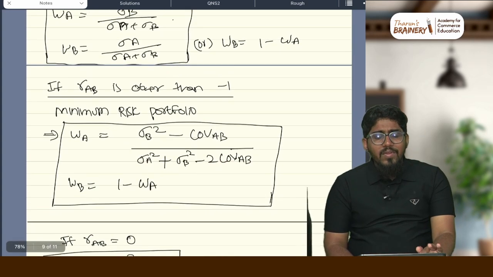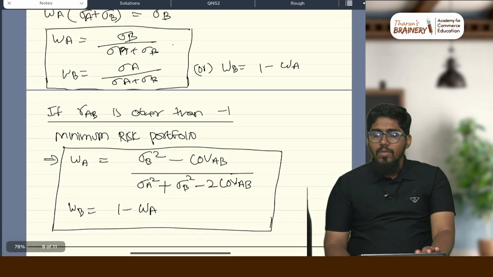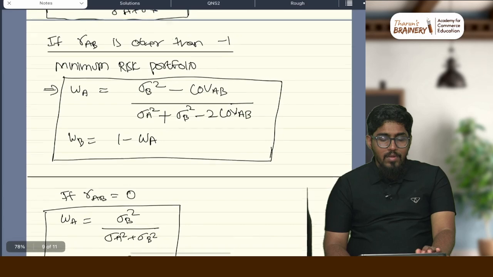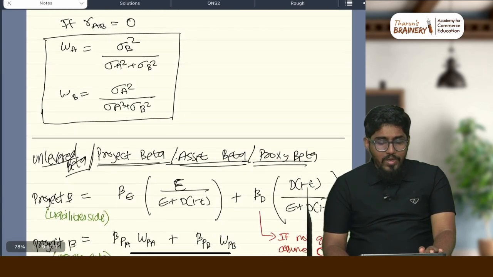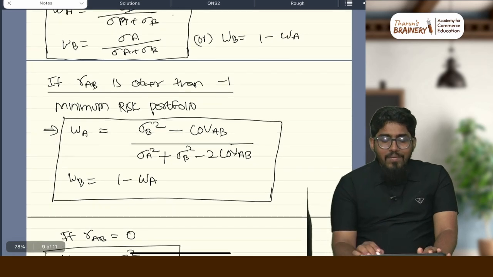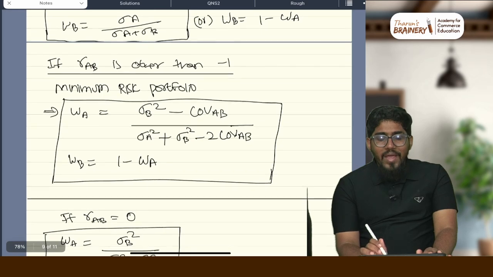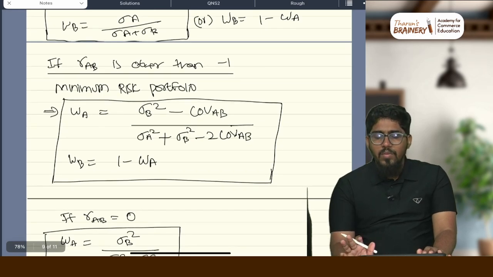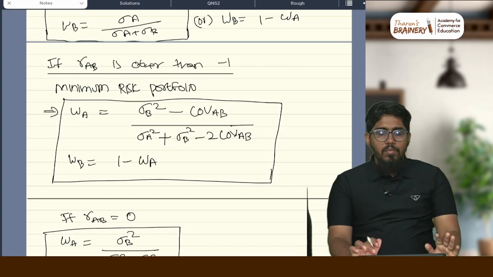So if the correlation is other than -1, then what we have to do? Here it is B, right? Do B square minus covariance of AB, divided by A square plus B square minus 2 into covariance of AB. That is the formula. Okay, you just have to remember. If you solve one problem, you will remember this.